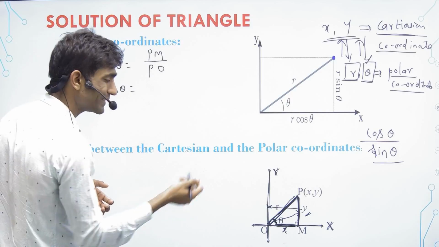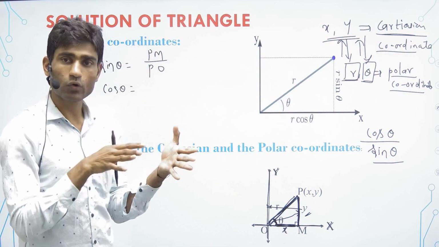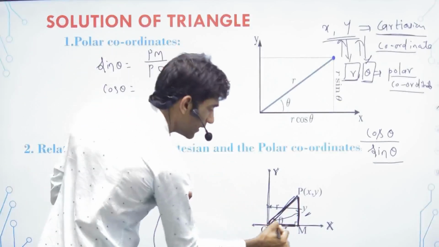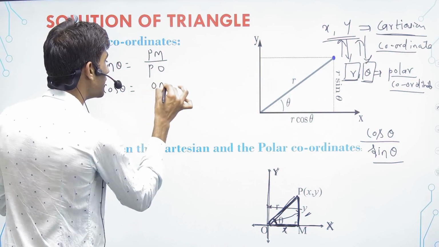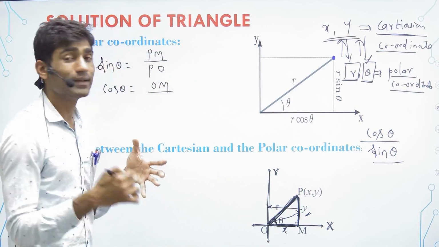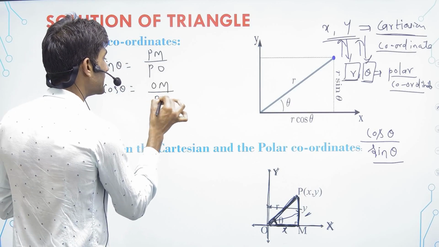Similarly, do it for cos theta. How do we define cos theta? The adjacent side upon the hypotenuse. Which is the adjacent side? OM. Yes, sir, OM is the adjacent side. Very good. Now we want the hypotenuse. OP, or PO, is the hypotenuse here.